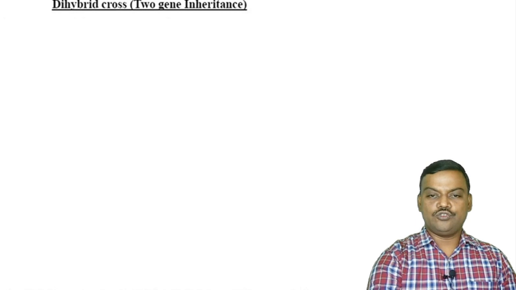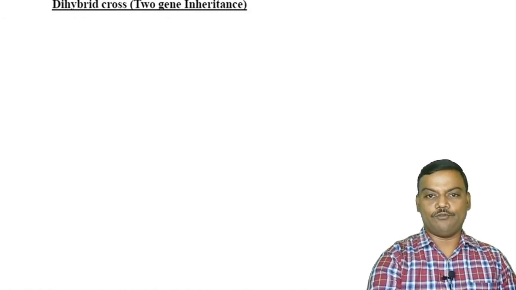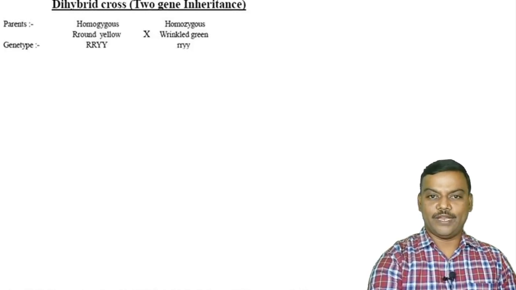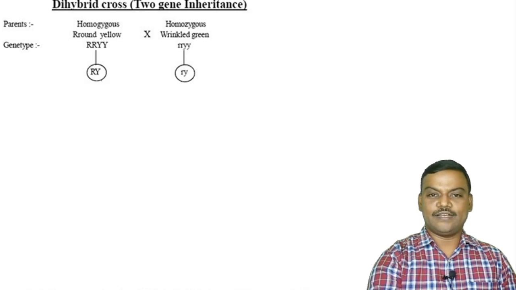Along with that, you should draw this flowchart in this pattern only. Then only you will get full marks. So dihybrid cross or two gene inheritance. First, the parental combination. So the parents are round yellow with capital R, capital Y, and wrinkled green with small r, small y. So these parental combinations can produce only one type of gametes.